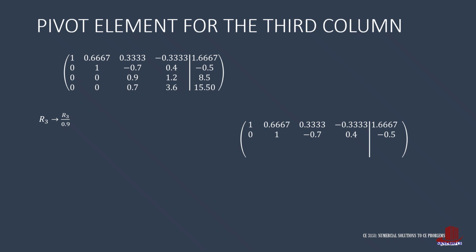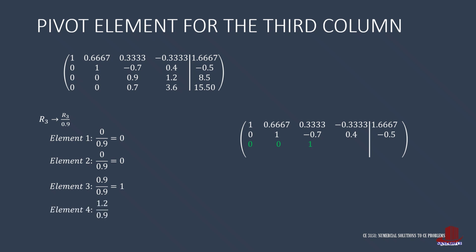The initial element is then 0 divided by 0.9, giving 0. The next is also 0. The third element is 0.9 divided by 0.9, giving 1, followed by 1.2 divided by 0.9, resulting to 1 and a third. Then 8.5 divided by 0.9 is 9 and 4/9, or 9.4444.